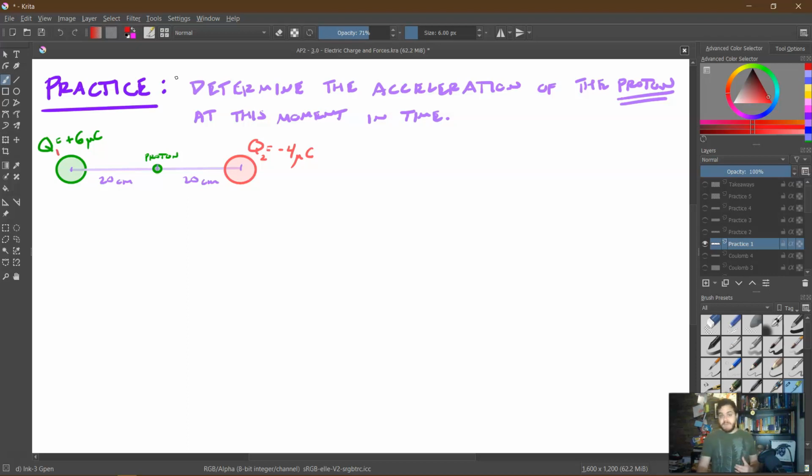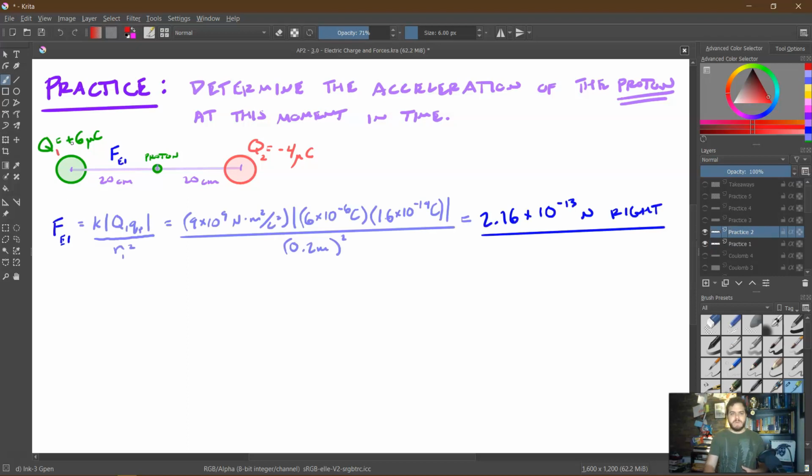Okay, well hopefully you gave it an attempt. But first thing we need to do is figure out, okay, what is the electric force on the proton from each of these two respective charges? So first, I'm going to do electric force 1, from the big positive charge on the proton. So I just stick this into Coulomb's law.